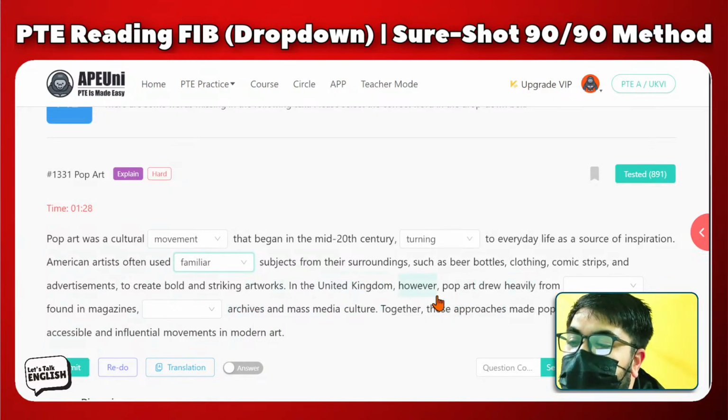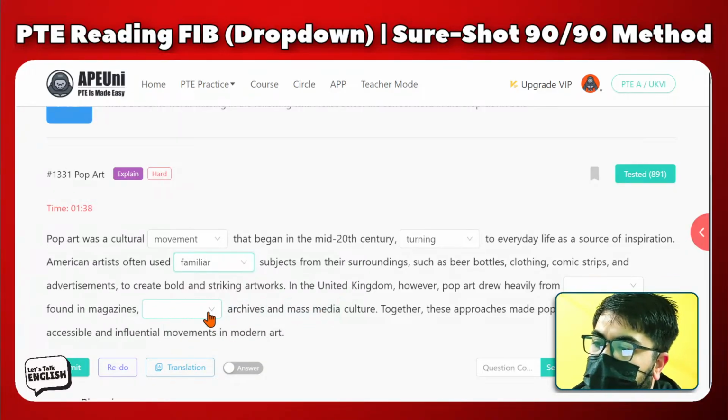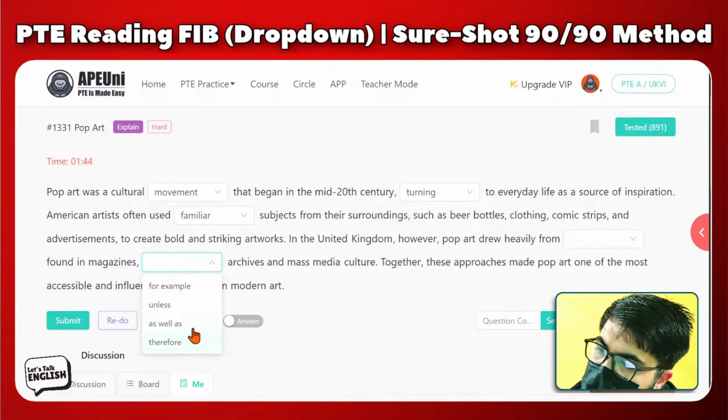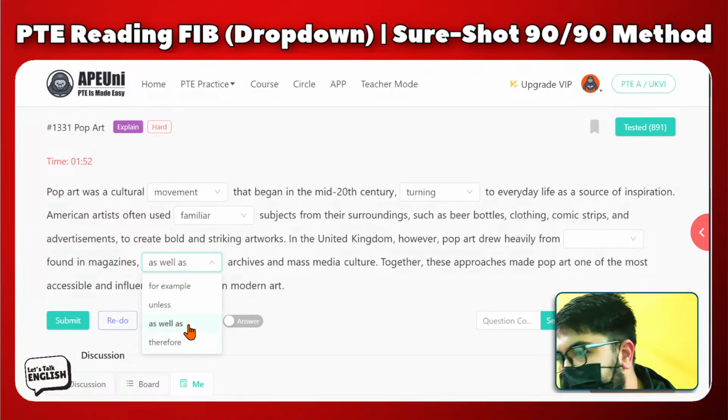However, pop art in the UK drew heavily from some kind of things that were found in magazines, archives, and mass media culture. I'll go with this first. So, what is similar to? For example, unless, as well as, therefore. No, magazines examples is not archives. No, therefore, okay, as well as.